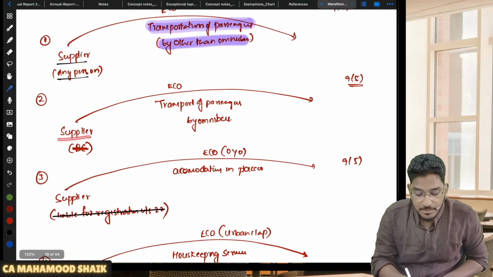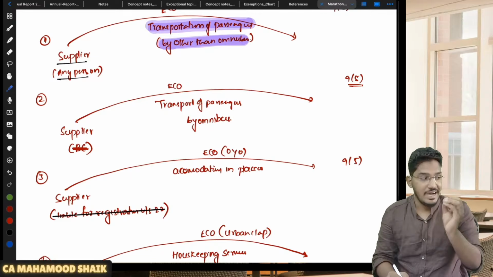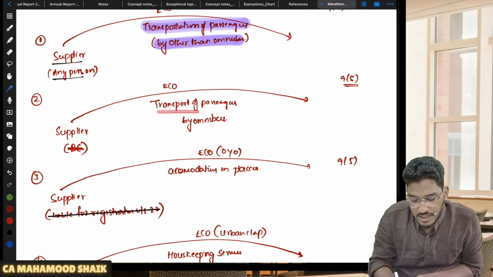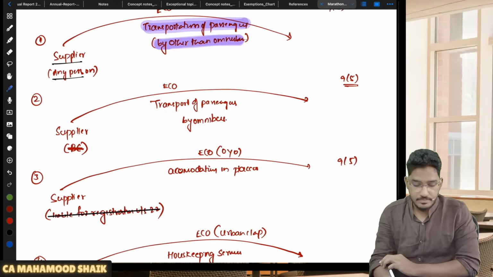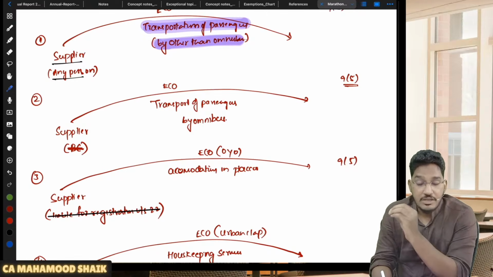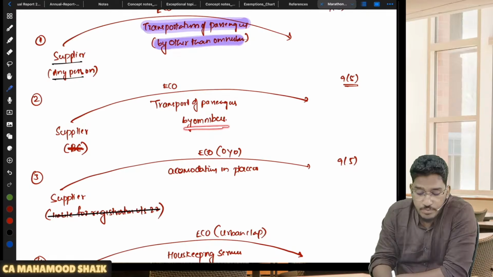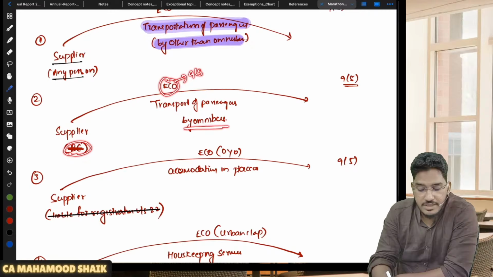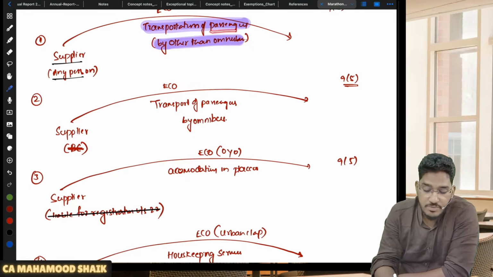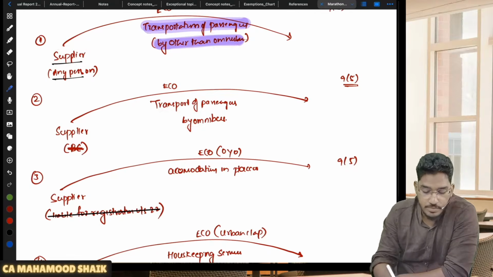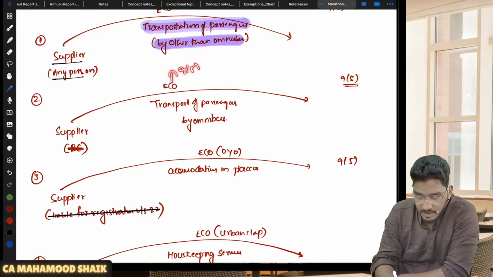Then the second one, supplier other than body corporate. A supplier who should not be a body corporate, if they are providing the services of transportation of passengers by way of omnibus, and the supplier is other than body corporate, then the e-commerce operator will pay the amount of GST under 9 subsection 5. See, for normal transportation of passengers other than omnibus, the supplier could be any person. But for supply of transportation of passengers by way of omnibus, the supplier must be other than body corporate. Then only the e-commerce operator will pay the amount of GST under 9 subsection 5.